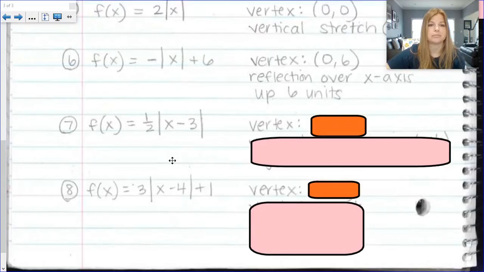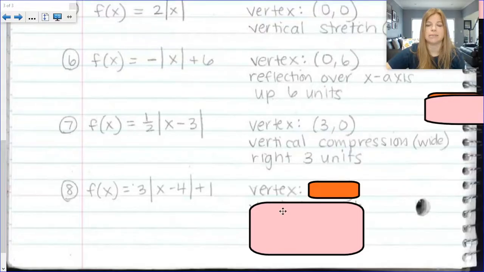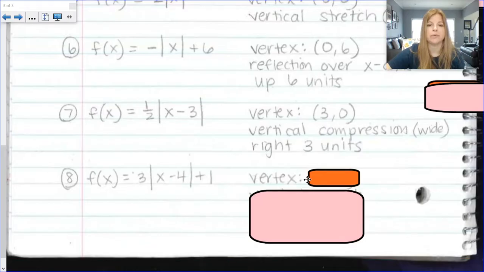Last two. Vertex, x minus 3. So part of my vertex is h equals 3. My k is 0. So a half. If 2, a nice number greater than 1, makes it skinnier, a half, a value between 0 and 1, makes it wider. So this graph is going to get wider, and this h value of 3 is going to shift it 3 units to the right. Fancy word, vertical compression.